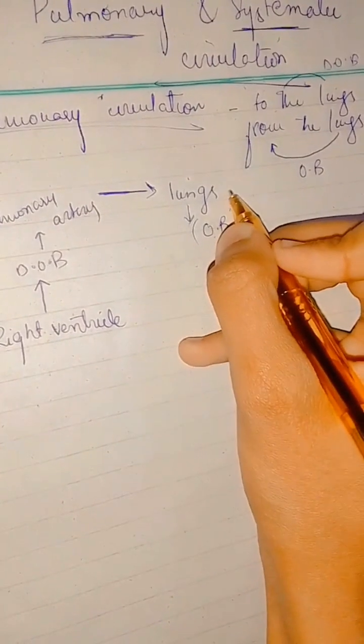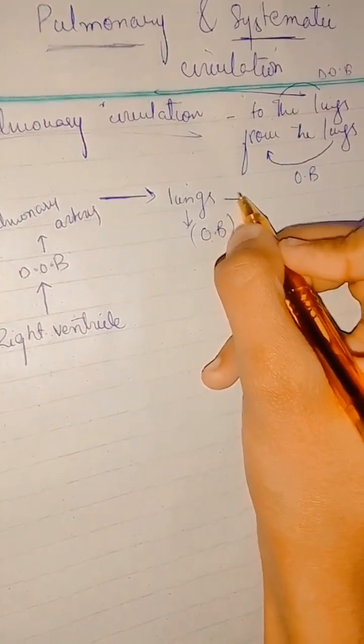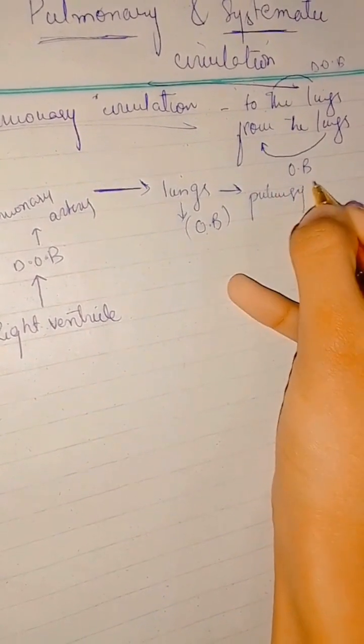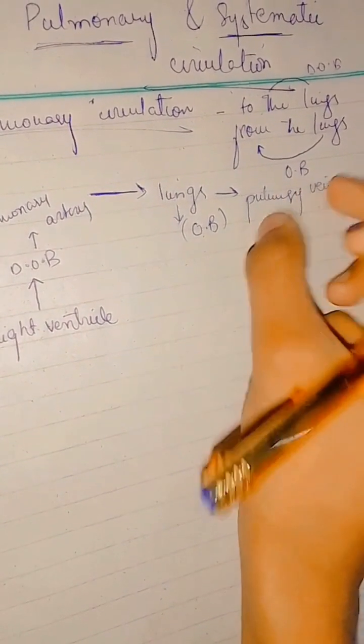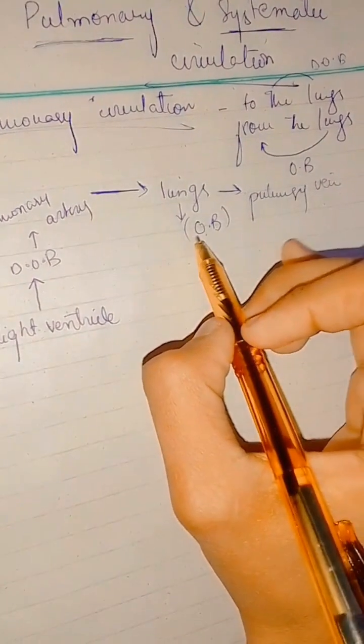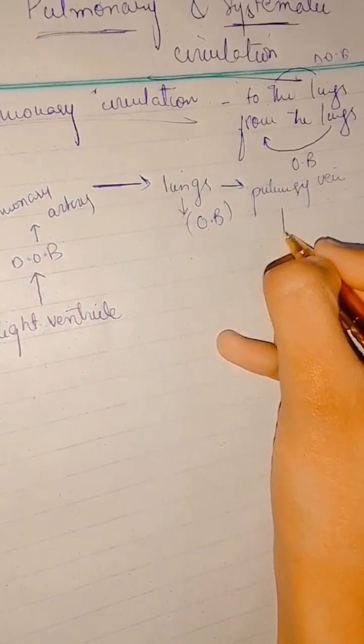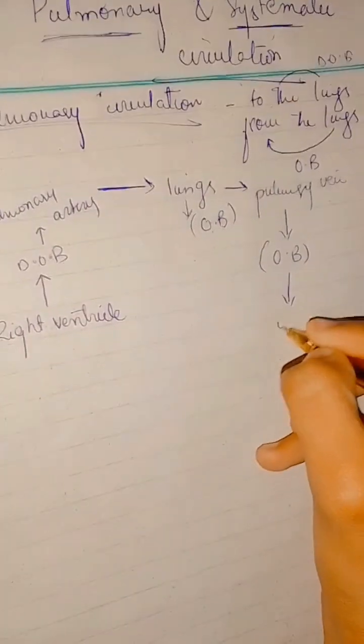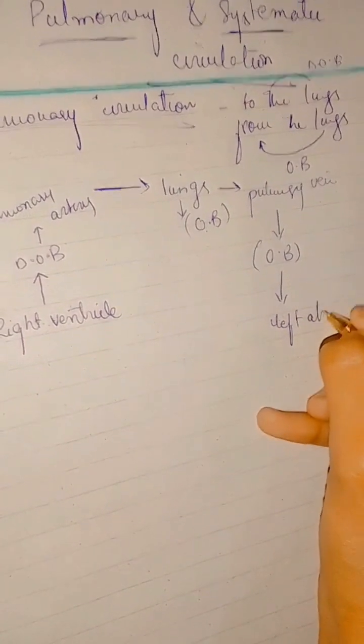Now that oxygenated blood will be carried by the pulmonary vein, and the pulmonary vein basically carries the oxygenated blood and moves it to the left atrium.